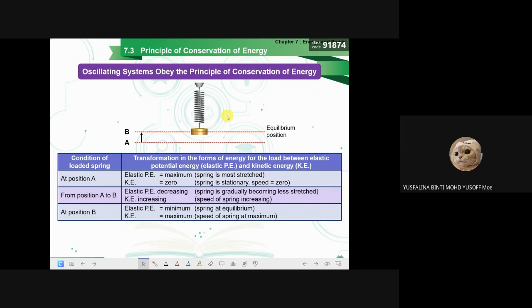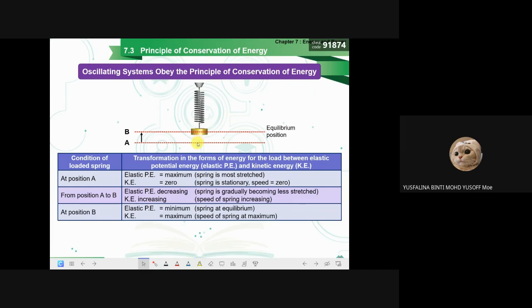Okay, so I repeat again. At position A, the spring is more stretched at that time, so it has elastic potential energy and the kinetic energy is zero because the spring is not moving. This is the release. If it goes to B, B is the equilibrium position. From A to B, the spring moves, so the kinetic energy is increasing and the elastic potential energy has to decrease. When it reaches position B, all the elastic potential energy has changed to kinetic energy. So the elastic potential energy is minimum at this time, but the KE is maximum.